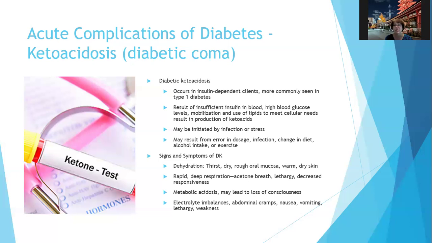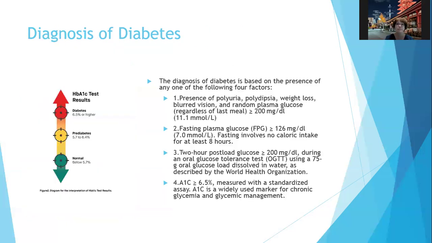When people have diabetic ketoacidosis, they admit them to the hospital and they try to get their electrolytes balanced and try to get their acid-base balance corrected. So very serious, life-threatening, acute complications of diabetes.